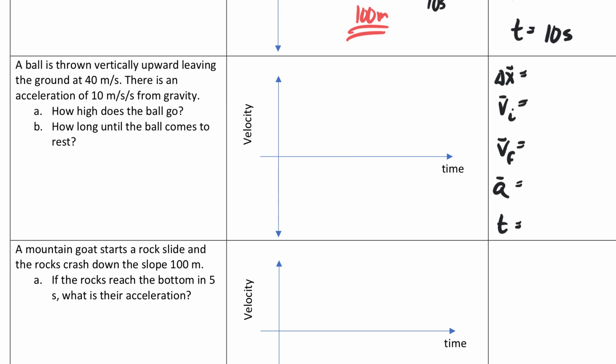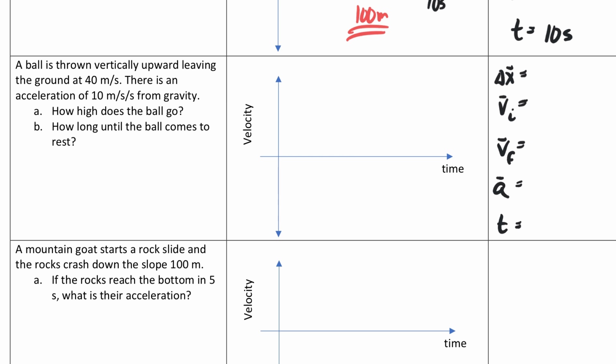A ball is thrown vertically upward, leaving the ground at 40 meters per second. There is an acceleration of gravity of 10 meters per second squared. All right. How high does the ball go? How long until the ball comes to rest? All right, let's see what we can get from this question. Do I know how far the ball went? Do I know the displacement?